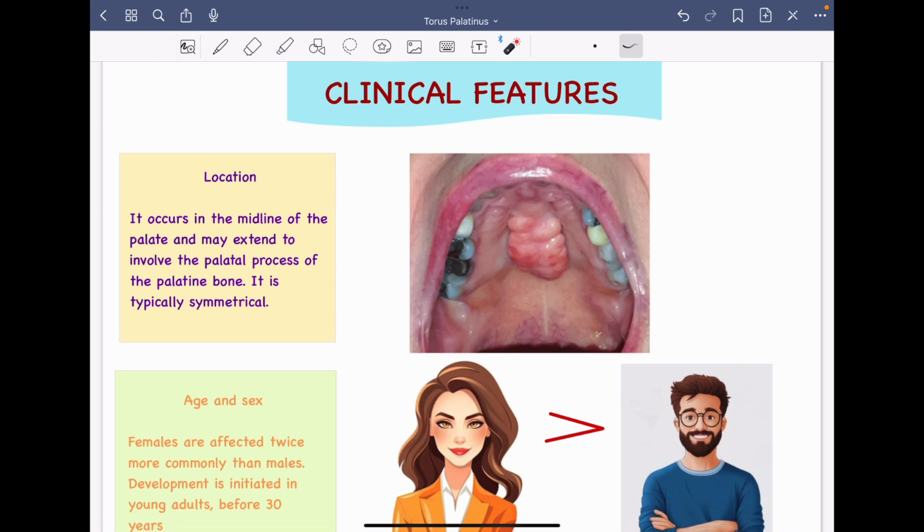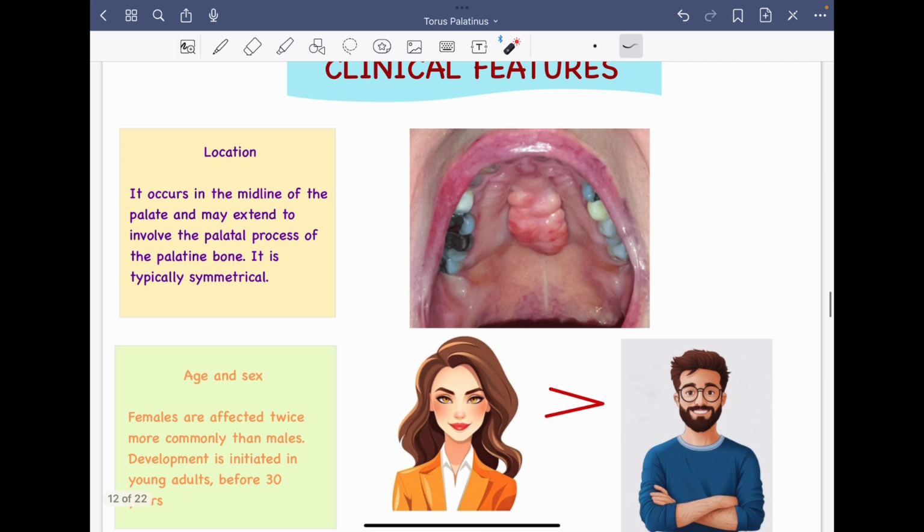Now let's discuss the clinical features in detail. So first we'll talk about the location. As already said previously, it occurs in the midline of the palate. Here you can see it is occurring along the midline of the palate, and it might also extend to involve the palatal process of the palatine bone. So it might occur anteriorly as well as in the posterior part of the palate, and in such cases it will involve the palatal process of the palatine bone. And it is typically symmetrical. Here you can see the symmetry.